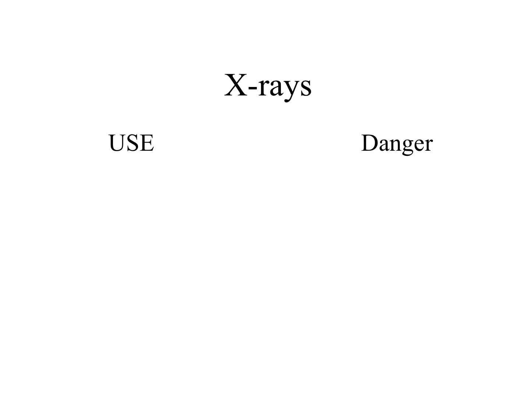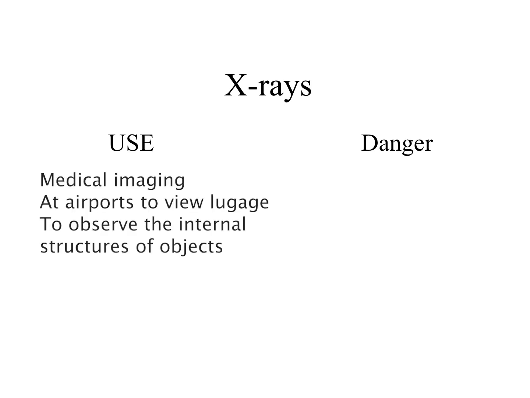Next up, we have X-rays. A use of X-rays is for medical imaging, but it is also used at airports for seeing into our bags. And so we can say they are observing the internal structures of objects and materials.